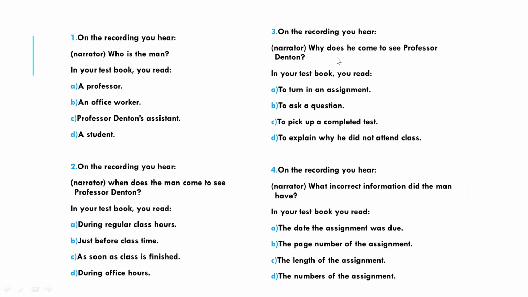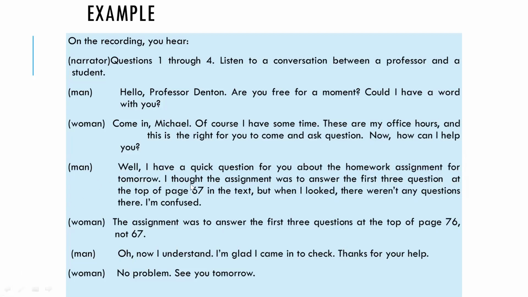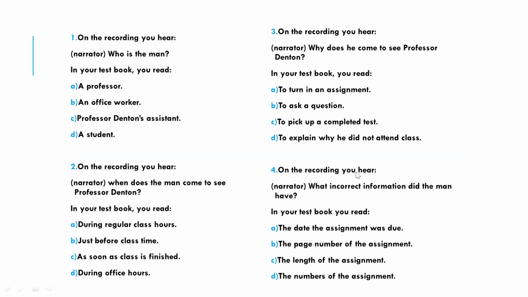And question number 3, why does he come to see Professor Denton? It can also be found in the next part up to number 2. "Well, I have a quick question for you about the homework assignment for tomorrow." "I thought the assignment was to answer the first 3 questions at the top of page 67." So it talks about the page number, and here it is said that he is here to ask a question.